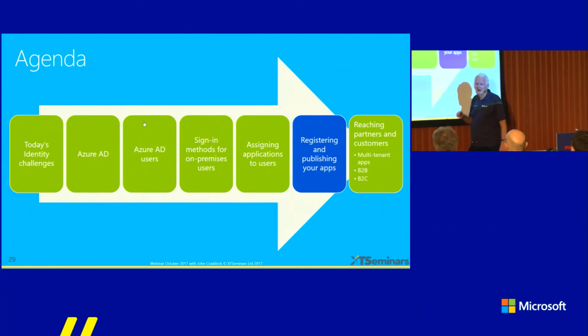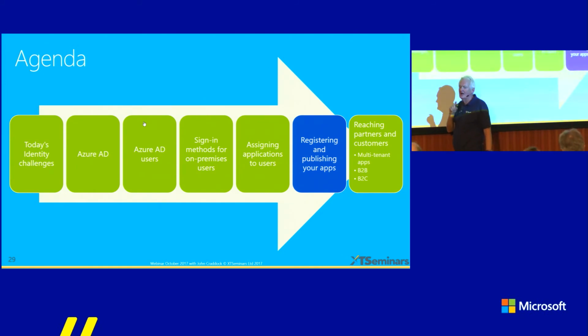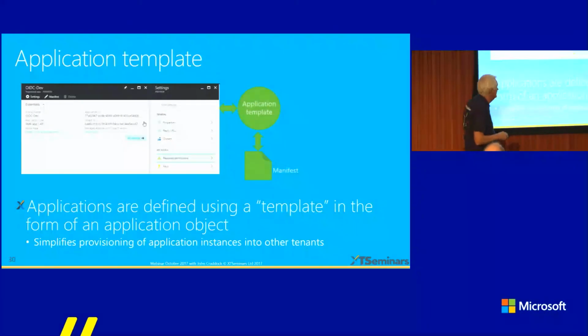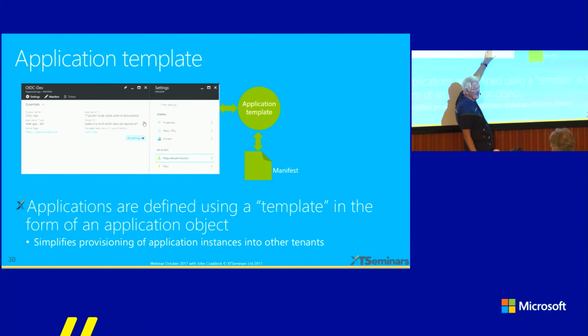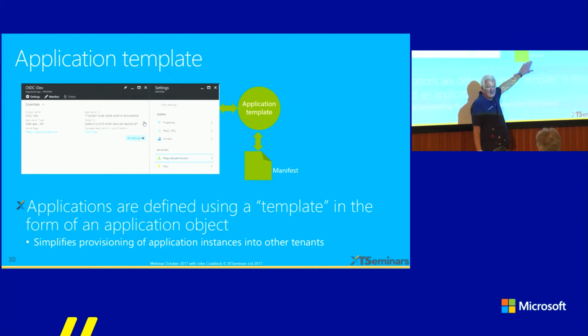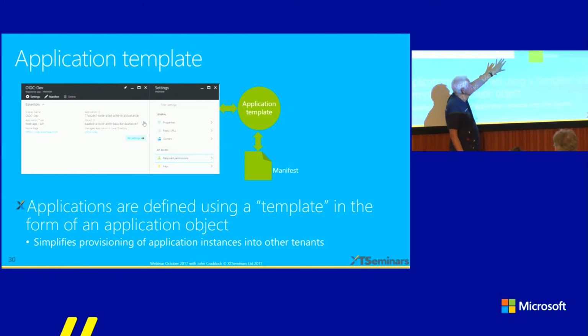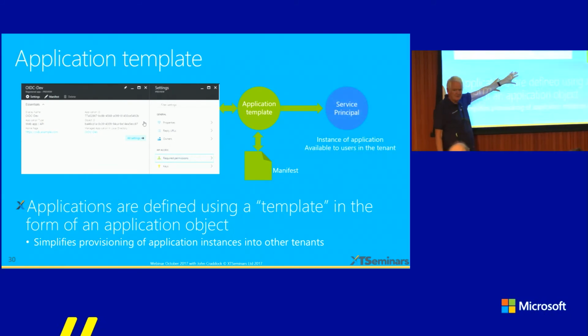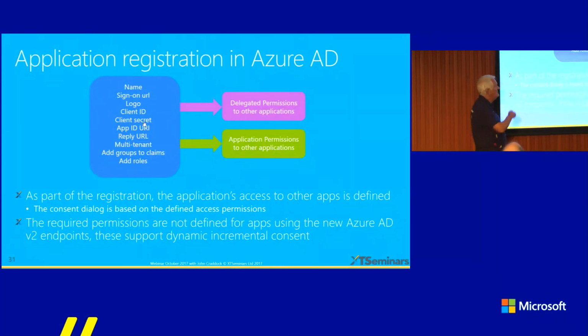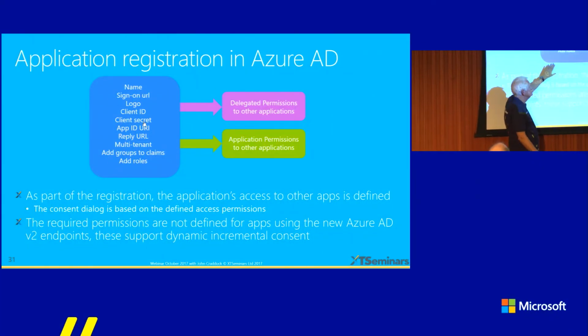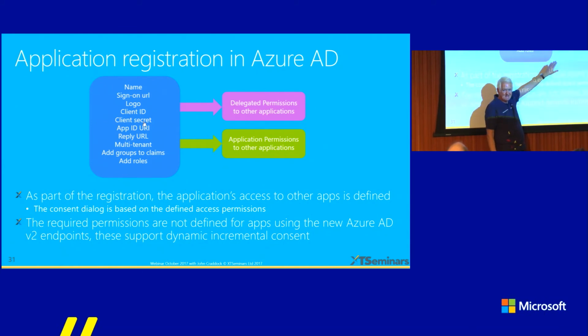We can register our own apps. So when we're creating our own apps, we register those into the portal. And the way that we do it is we define an application template. The application template consists of some settings in the UI and also a manifest file. Having used this for the first time, it creates a service principal which represents that application in our tenant.